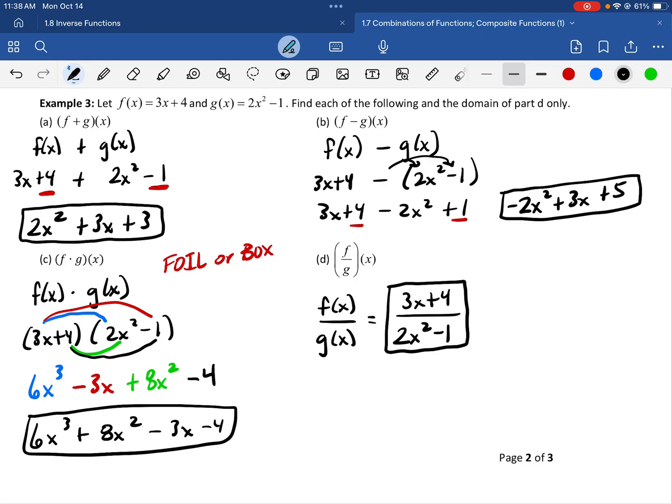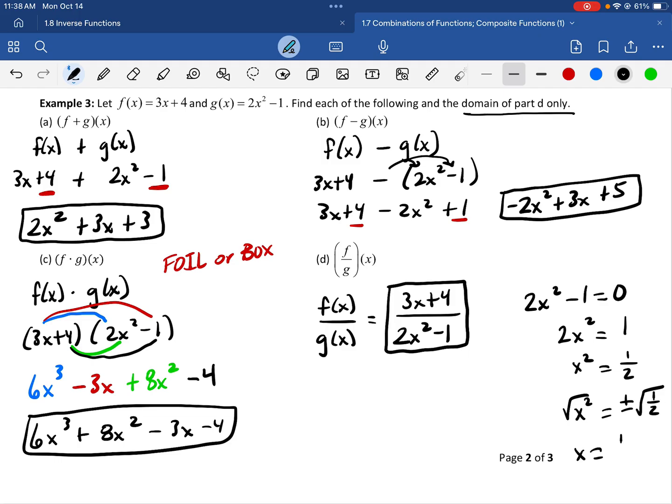But what we do need, and I set it up here in the beginning, is we need to find the domain for this one, because there is going to be some values here for which that denominator would be equal to 0. And we remember we can't have that. So I'm going to take that denominator and set it equal to 0, and we're going to start solving it for x. So I'll add 1, divide by 2. Then to get rid of that squared, I'll take the square root of both sides.